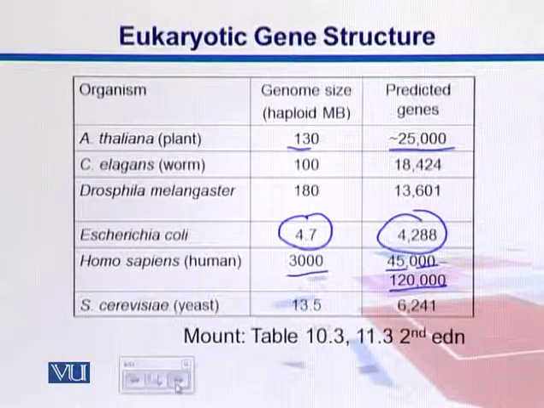If we look into those smaller organisms, the organisms which have smaller genomes, and if we take the number of genes and divide that by the genome size, we will see that they have higher densities as compared to the larger genomes.